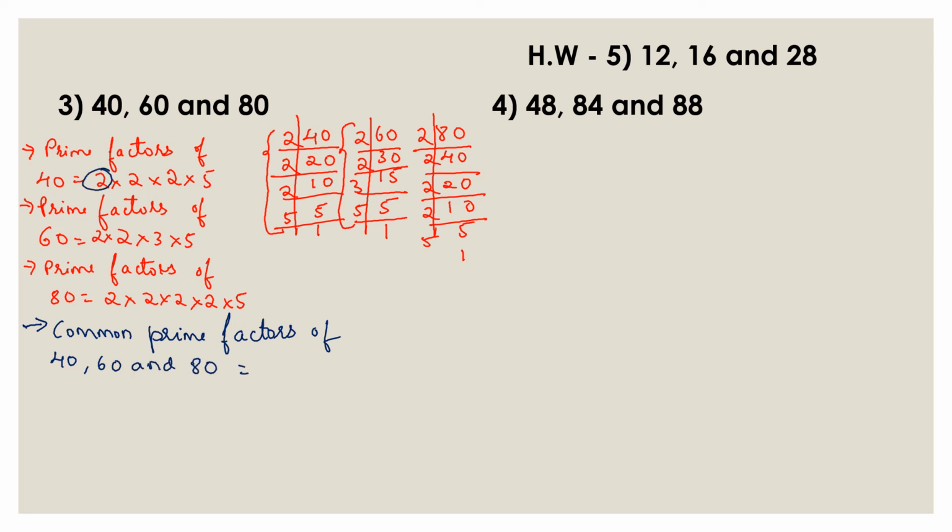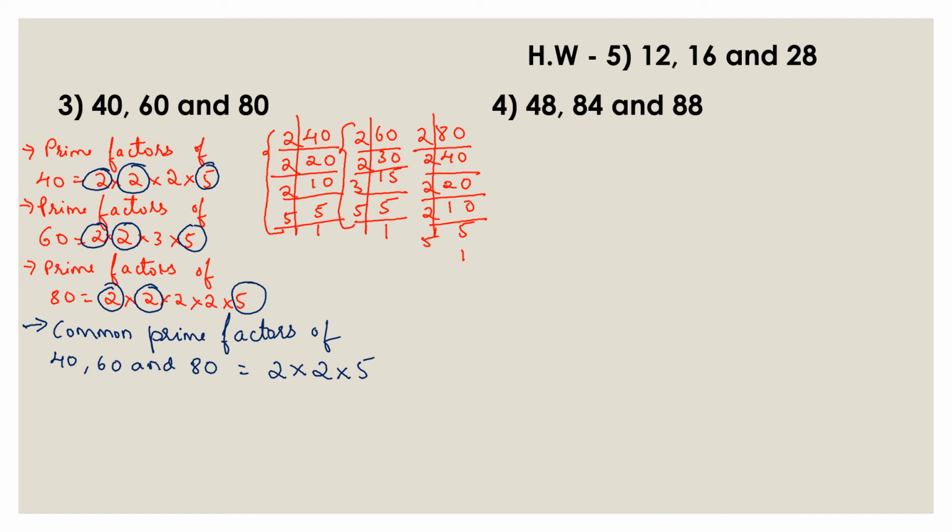2 is present. Let's circle it, children. And then what do you observe? 3 is not present. 5 is present. So the common factors are 2, and here again we find 2. And here 2 is missing. So here you see 2 into 2 into 5. So the common factors are 2 into 2 into 5.